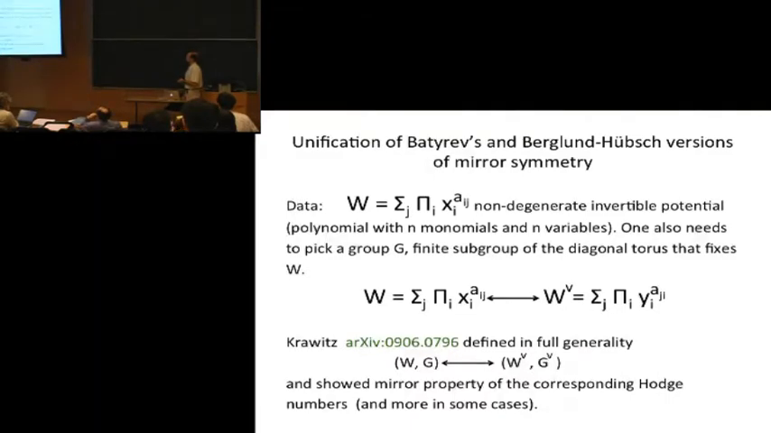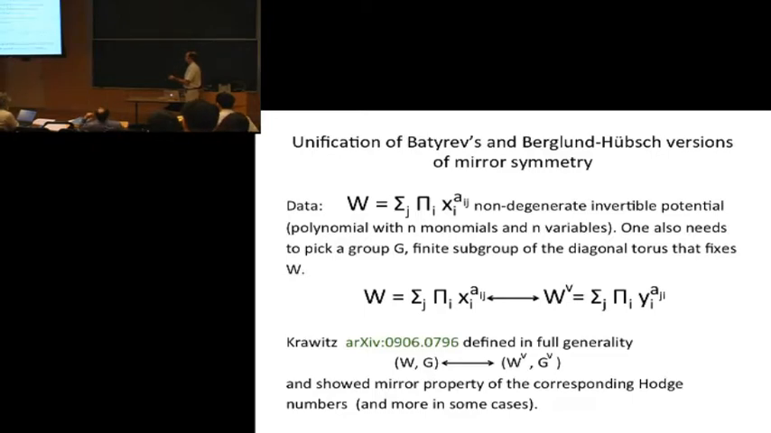And then Krawitz gave a definition of the group. You also have to have a group that preserves the W. It's a part of the torus, so that's why everything here is really toric. And Krawitz had a definition of the dual group. Earlier examples were done already by Berglund and Hübsch and other people, but he has a complete definition.